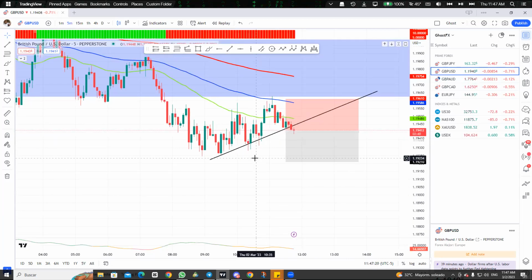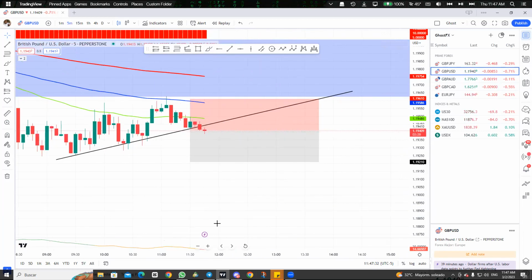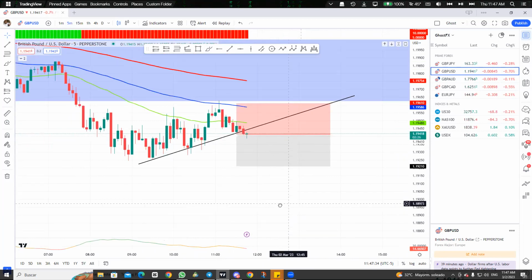Let's see what happens. The confirmation mode is red. It was yellow or orange when I saw it, but it's kind of turning red. So I don't know. Let's see.